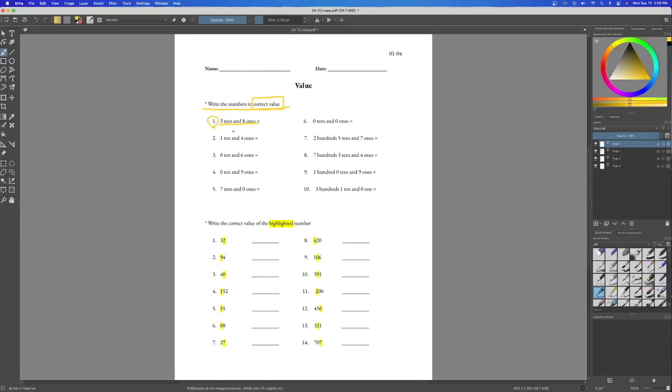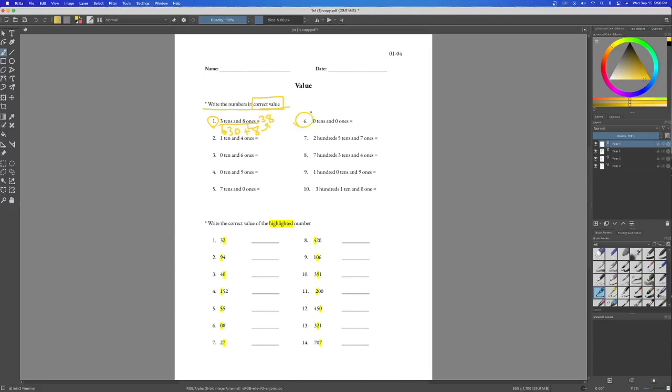3 tens and 8 ones. 3 tens is equal to 30 because 3 tens, which is 10 plus 10 plus 10, and 8 ones, which is 8, which is 1 plus 1 until we have 8 ones. And then if we add 30 plus 8, we get 38.